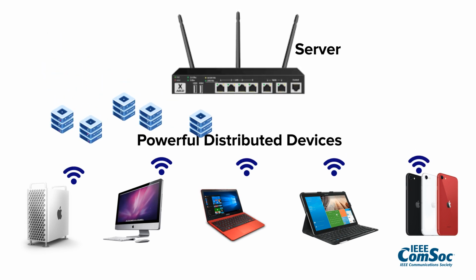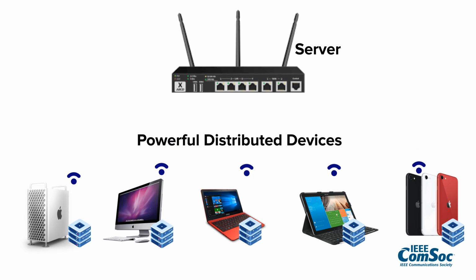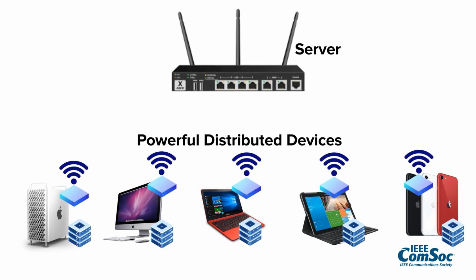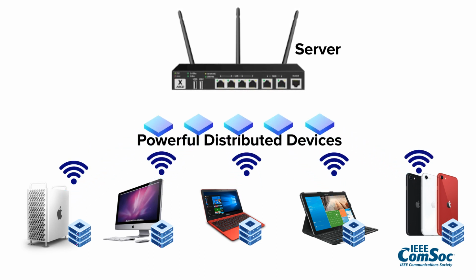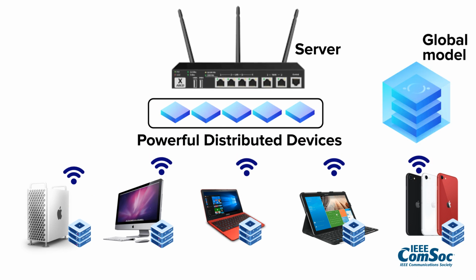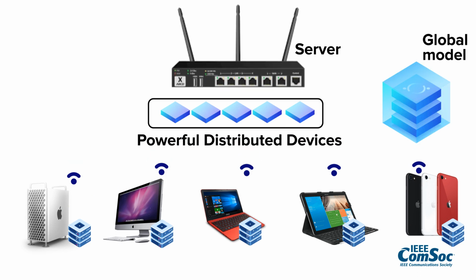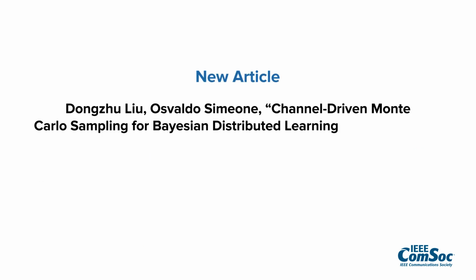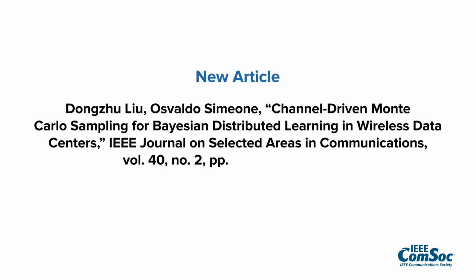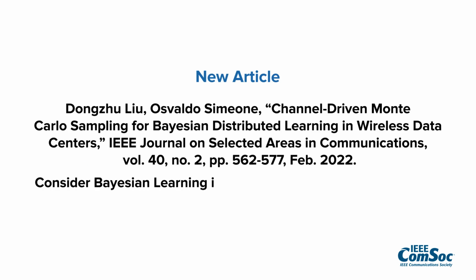The centralized server first allocates the data to the device, and then each device computes the task locally. After local computing, the device uploads the results through wireless channel, and the local results help to build the global model at the server. The new article, Channel-Driven Monte Carlo Sampling for Bayes Distributed Learning in Wireless Data Centers, considers Bayes learning in the distributed computing platform.